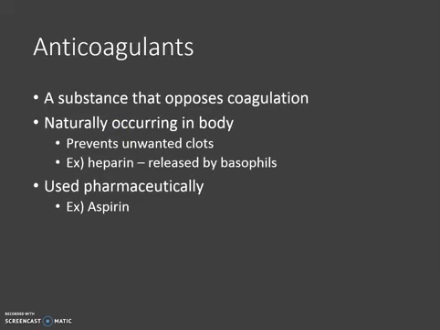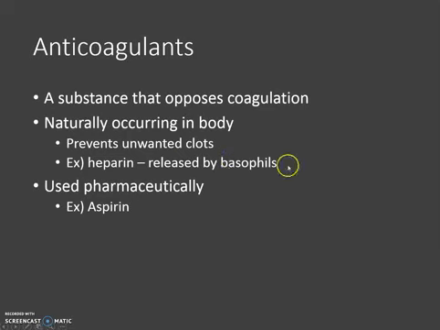Now, there are some substances that oppose coagulation, and these are called anticoagulants. Some are naturally occurring in the body, and others can be used pharmaceutically. Just like everything else in our body, you want blood clotting to happen when you need it to happen, but you don't want it to happen when it's not needed. And so some people do have clotting disorders in which blood clots form when they're not supposed to, and that can actually cause problems because it can cut off blood flow to certain areas of the body.